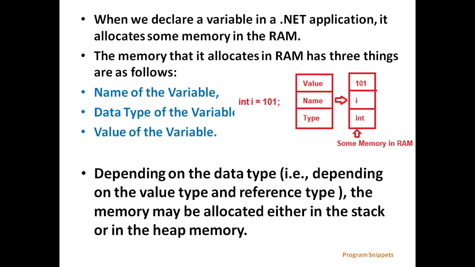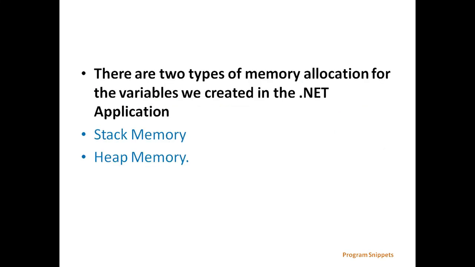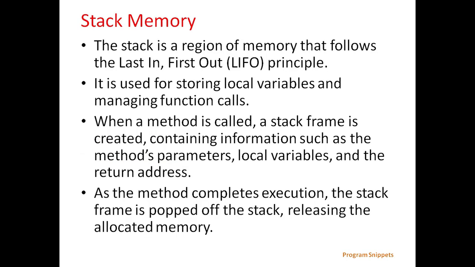Depending on the data type, that is the value type or reference type, the memory may be allocated either in stack or in the heap memory. There are two types of memory allocation for the variables that we have created in a .NET application: stack memory and heap memory. First we'll see what is stack memory.